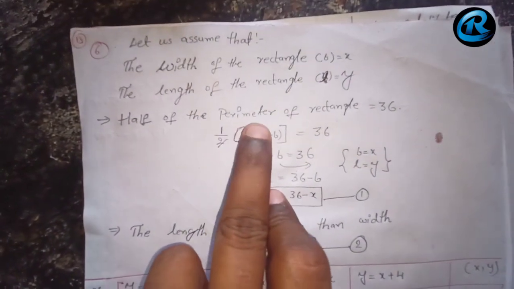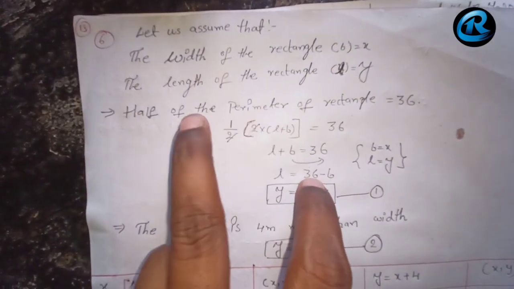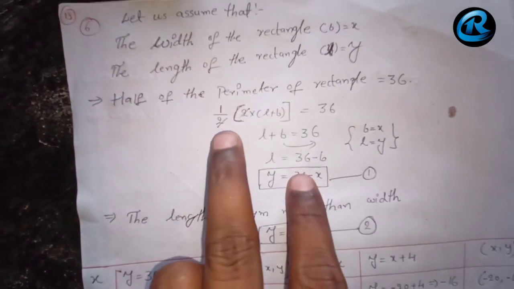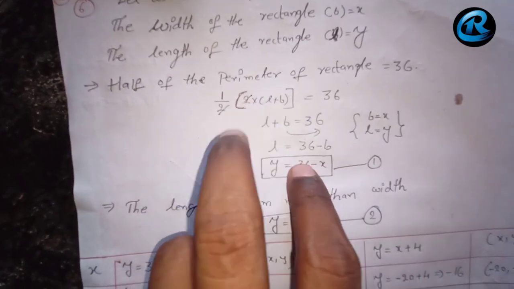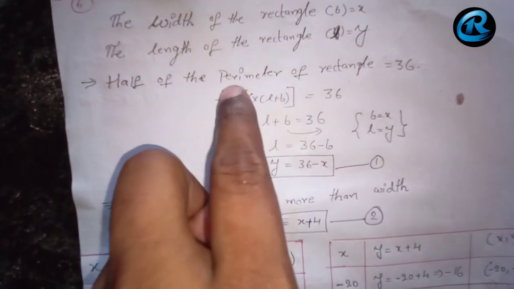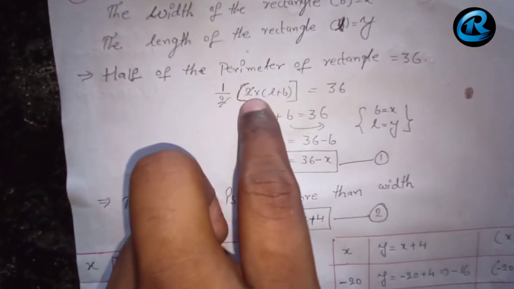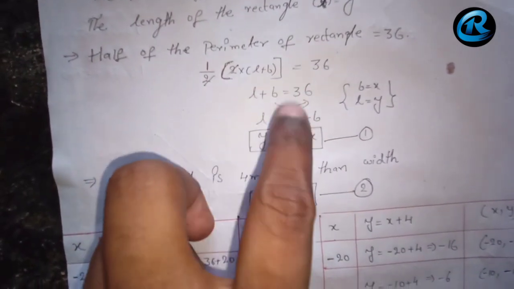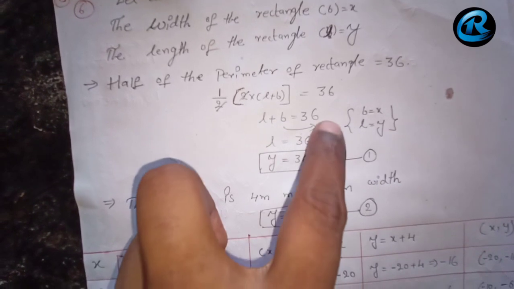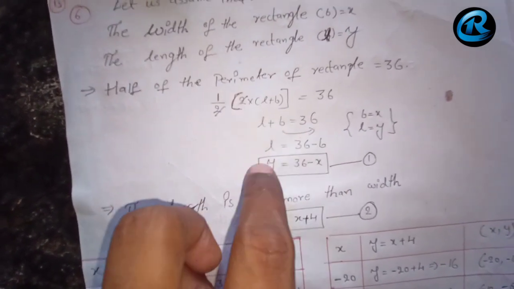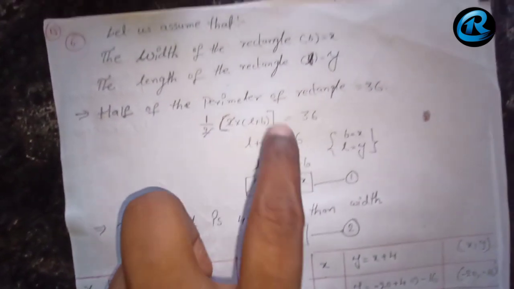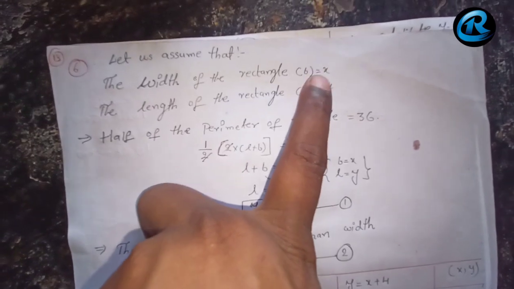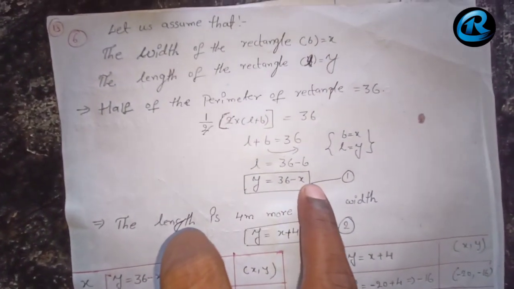So the formula for the perimeter is 2 into (L plus B). But it is half of the perimeter, so 1 by 2 into 2 into (L plus B) equal to 36. So this 2 and this 2 get cancelled. Here we wrote 1 by 2 because it is half of the perimeter. So 1 by 2 into the perimeter of the rectangle, 2 into (L plus B). The 2s get cancelled. L plus B equal to 36. So this B value will transfer to this side. So L equal to 36 minus B. Already the width, the breadth, we assumed as x. So L equals 36 minus x.